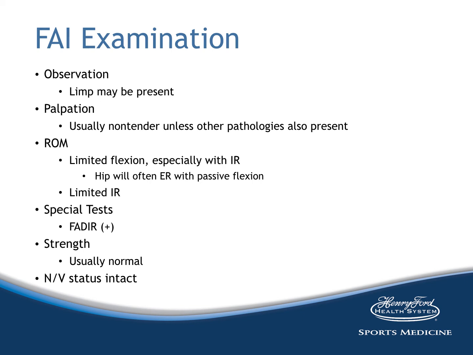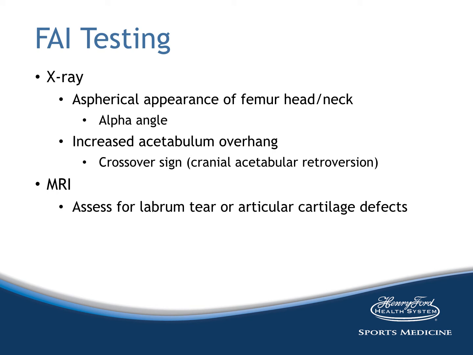After an appropriate history and physical examination is performed, then X-ray should be obtained, and a 2-view X-ray at the very least, including an AP, and I like an AP pelvis to look at both hips simultaneously, and a frog leg lateral can be obtained. You're looking for aspherical appearance of the femoral head and neck region and measuring an alpha angle if you have the ability to do so. Increased acetabular overhang, a crossover sign, may also be noted. MRI scan can be used to assess for labrum tear or articular cartilage defects. It can also be used to measure the alpha angle quite nicely.